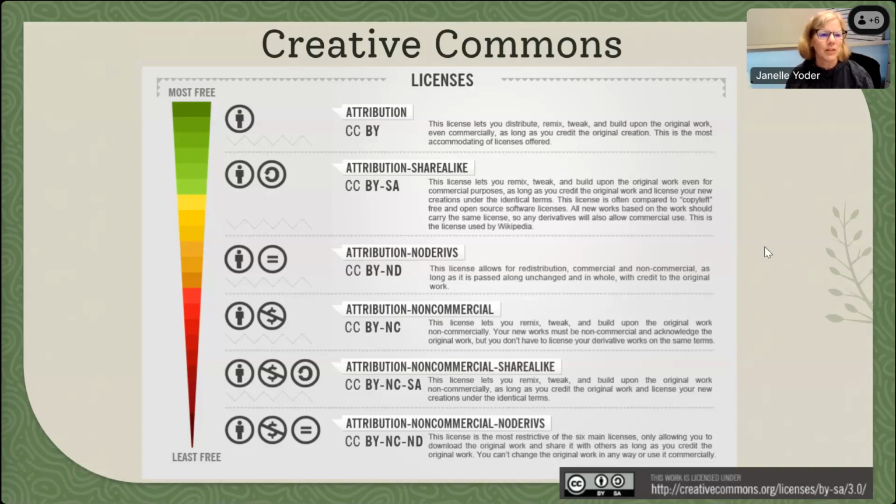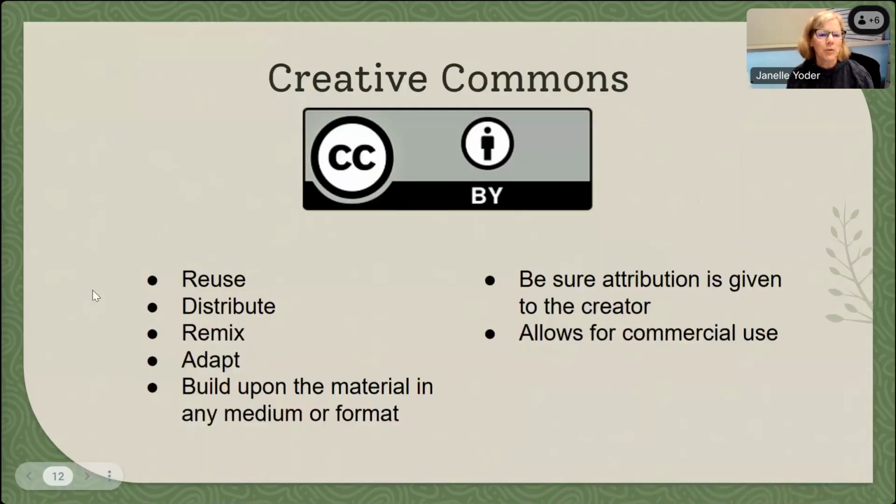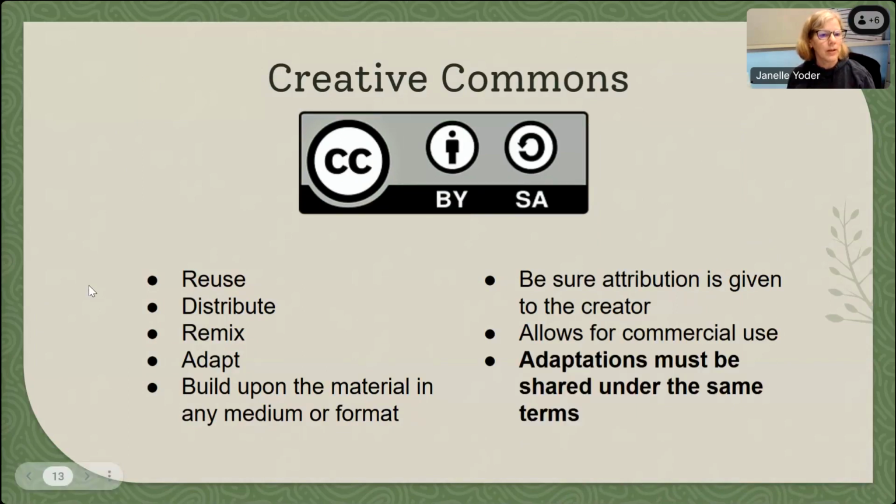But let's go through some of the specific Creative Commons licenses. So if you go to the next one, the most simple, besides putting it into public domain, which Callie said is CC0, is the CC BY. And that means that anybody else can reuse this, they can distribute it, they can remix it, adapt it, or build upon the material in any medium or format. So this is the most loose of permission. You just want to make sure that you give attribution to the creator, and it can even be used for commercial use. So anybody can use it. Let's go to the next one.